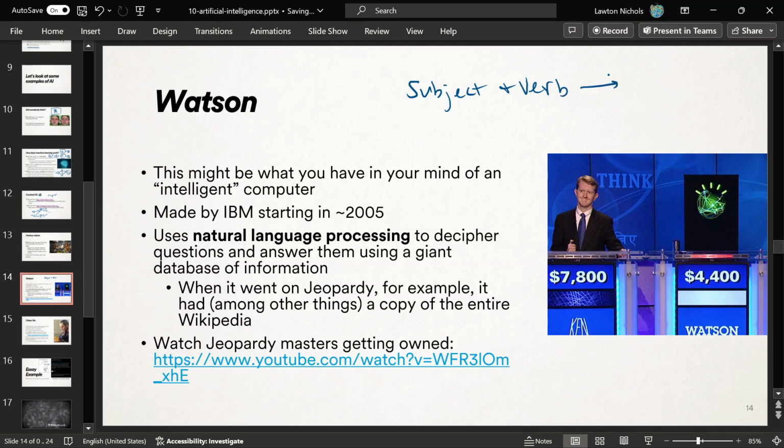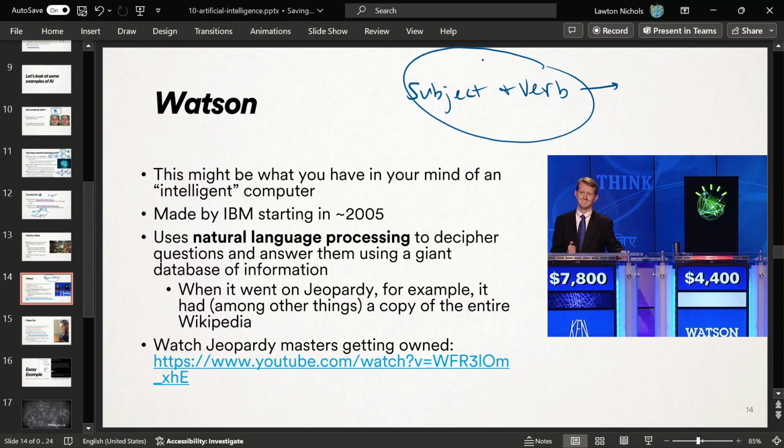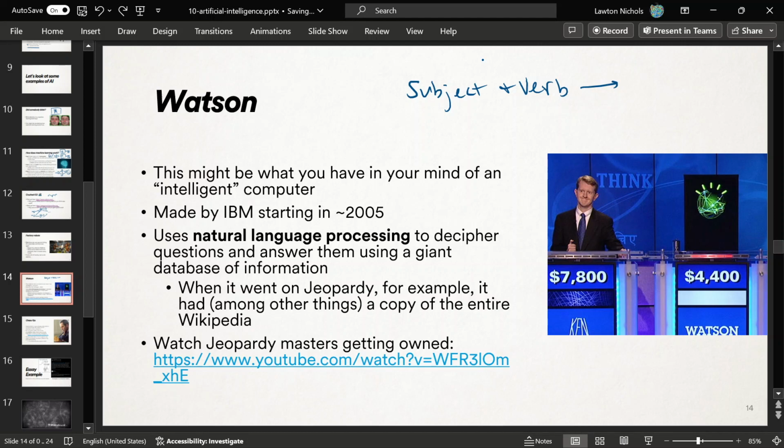And then what Watson did is it had all of Wikipedia saved inside of itself and everything else that you could possibly want to use for Jeopardy. And it would parse the sentence with its natural language processing abilities, consult its database of the entirety of Wikipedia, and come up with some answers. Like, here's a possible answer. Answer 1. Answer 2. Answer 3.